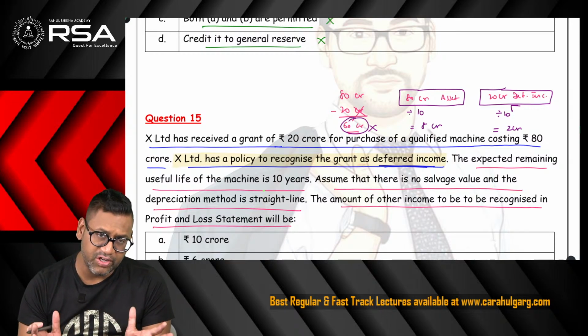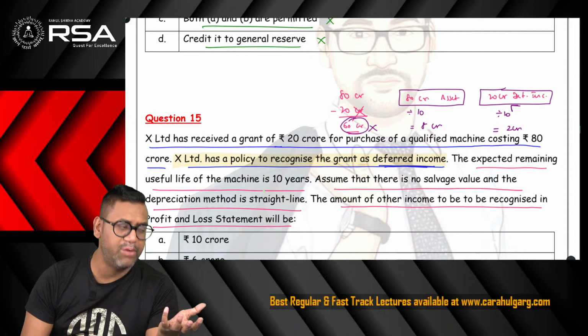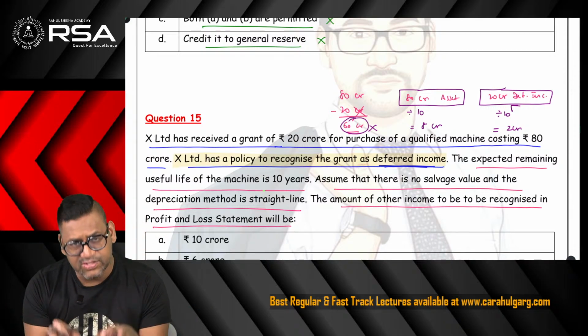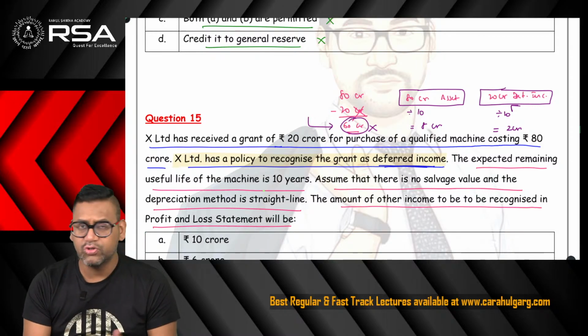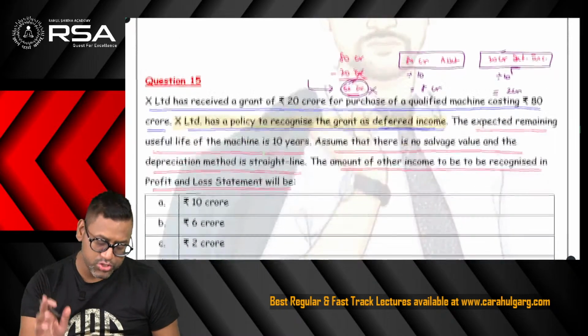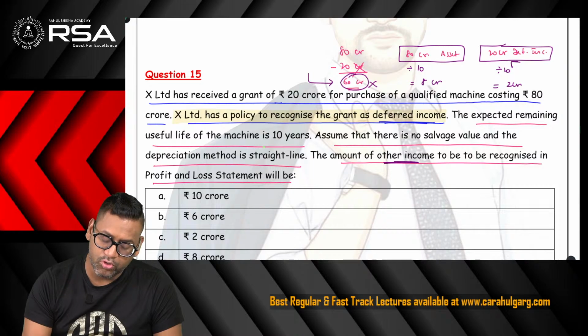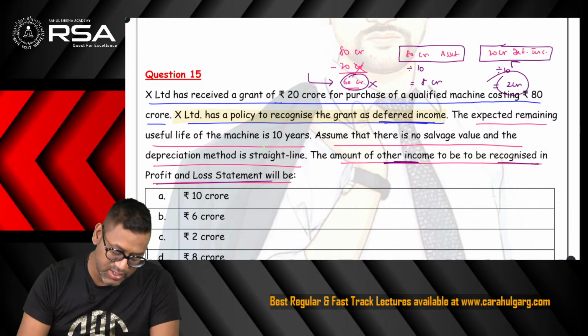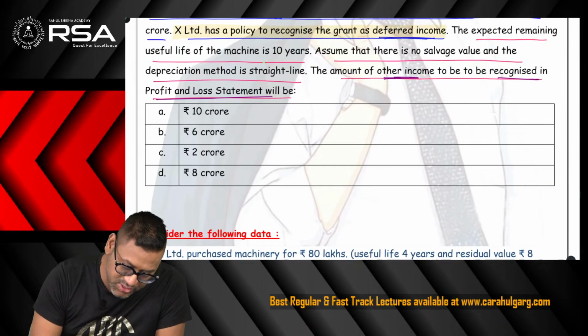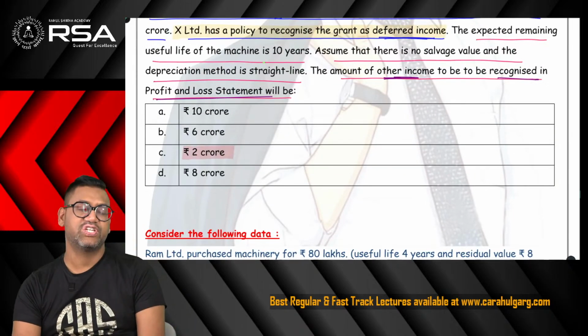So ultimately the effect will be 6 crore only. 8 crore depreciation debit and 2 crore on the credit side. 6 crore net will be debit, which could have been in this scenario. But treatment depends on organization to organization. The question which is being asked, what is the amount of other income to be taken to the P&L? It means this 2 crore. So the correct answer is option C, 2 crore rupees.